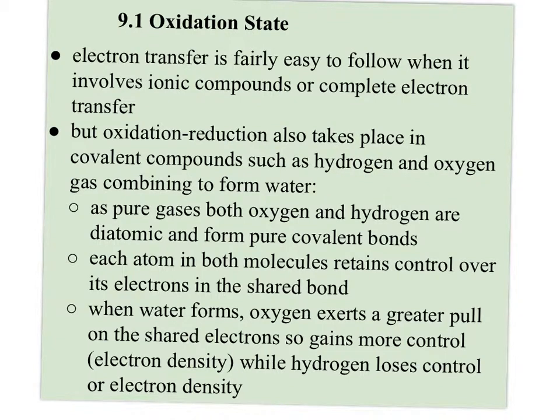A little more on the oxidation state, and in the second video we'll look at some examples of how you determine it. But how do we know what the oxidation state is, especially with covalent substances? Because electron transfer is fairly easy to follow when it's an ionic compound. But let's look at the example of hydrogen and oxygen gas combining to form water. This equation is H2 plus O2 forms H2O. So to balance it, I need a 2 here and a 2 here.